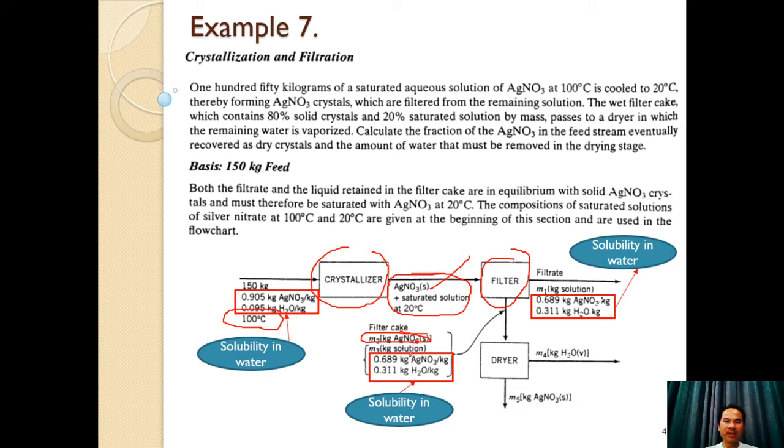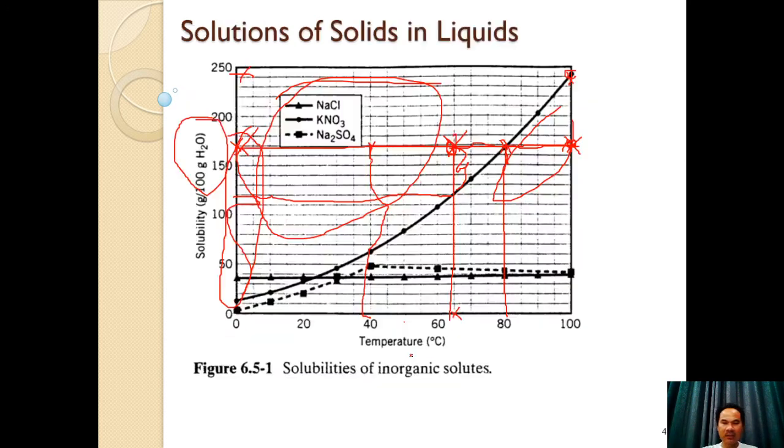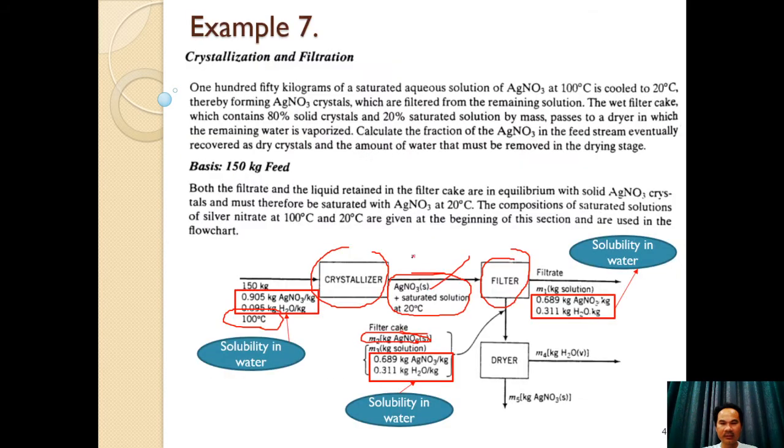The liquid is a saturated solution, so we refer to the solubility, or the solubility line, but for this it is not the solubility line. And then the filter cake passes to the dryer. In the dryer, the water will evaporate out. Then we have two products, the vapor of water and solid silver nitrate.